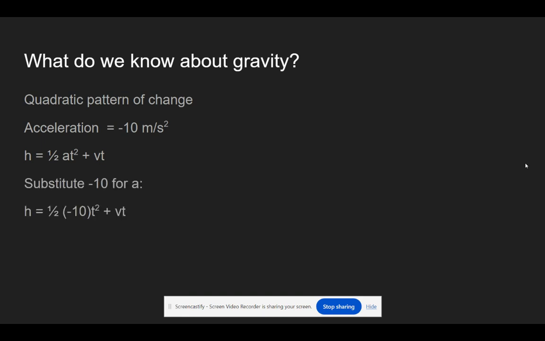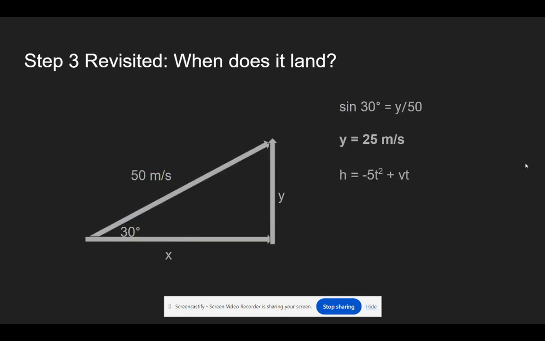Knowing that negative 10 is the acceleration due to gravity, we can then translate this equation into h equals negative 5t squared plus vt. Bringing that back to our question of when does it land, we've got h equals negative 5t squared plus vt. And our initial vertical velocity is the 25 meters per second that we found earlier. And when it lands, that's when it hits the ground, its height above the ground is 0. So we're going to change h into 0. So the equation now is 0 equals negative 5t squared plus 25t.